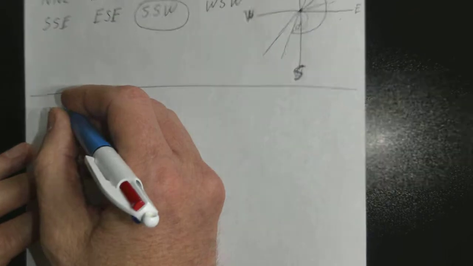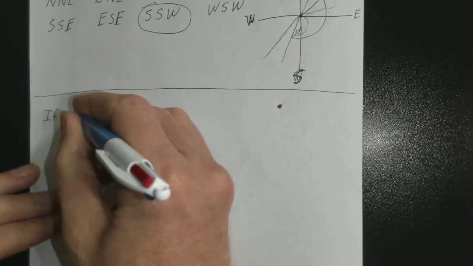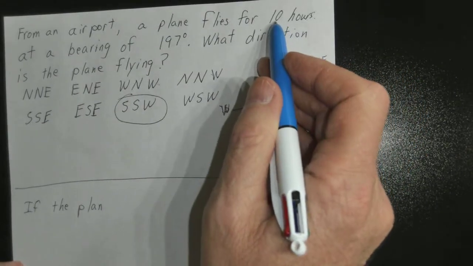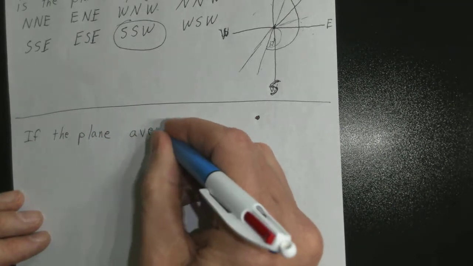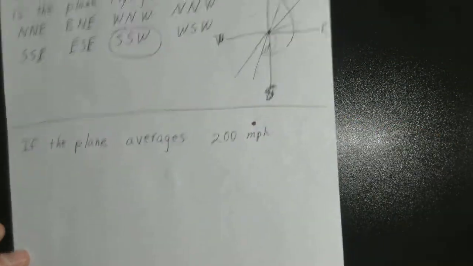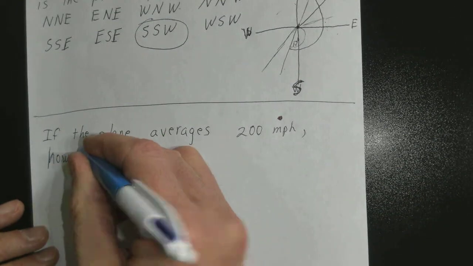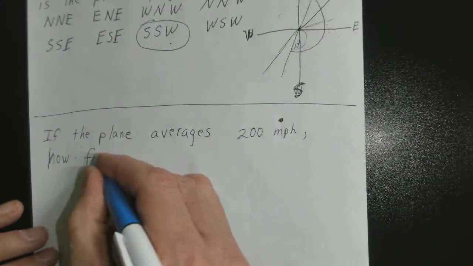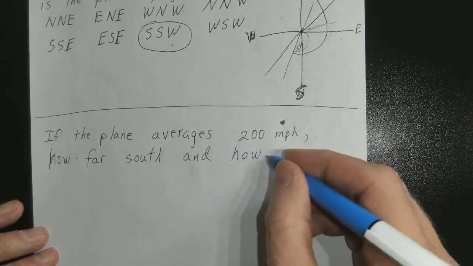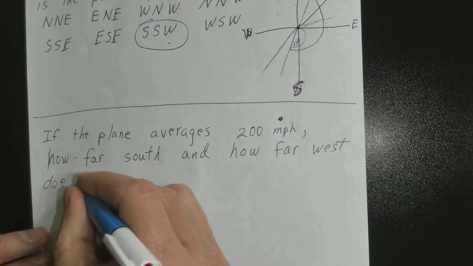Okay, the follow-up. Now, keep in mind the plane's starting point. Remember it's flying for 10 hours, that's important in this information, and averages 200 miles per hour. Since we know it's south-southwest, how far south and how far west does the plane fly?